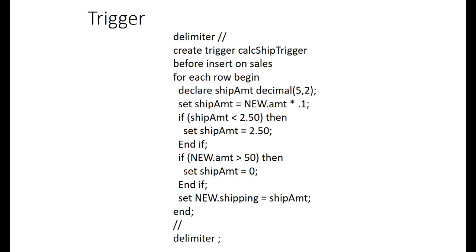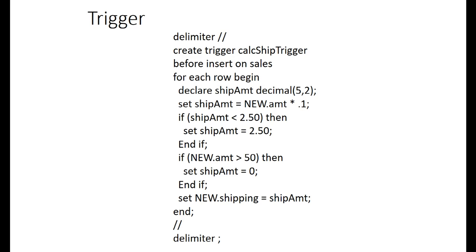So we declare our shipment amount, very similar to the procedure. Now, we set it, but we don't have anything specifically passed in. But what we do have is they're inserting this row, okay? Otherwise, we wouldn't have gotten called. And this row has a column called amount. And so new.amount is the column amount right before it goes into the database. So that's the amount we want to work with for our shipping price. So we take new.amount, we multiply it by 0.1, that's our 10%. We set shipping amount to that.